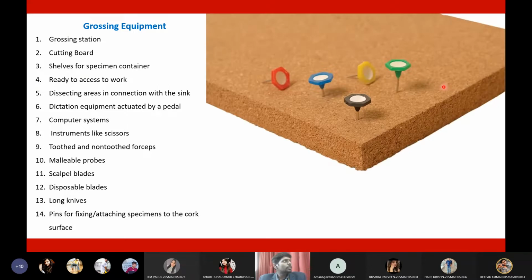And we need cork boards. Cork boards are like notice boards. If you keep the tissue on this board, you can pin it with these pins so the tissue won't move at all, and you can cut the tissue. We can also use cork boards. So these are the typical instruments we will use in gross examination.